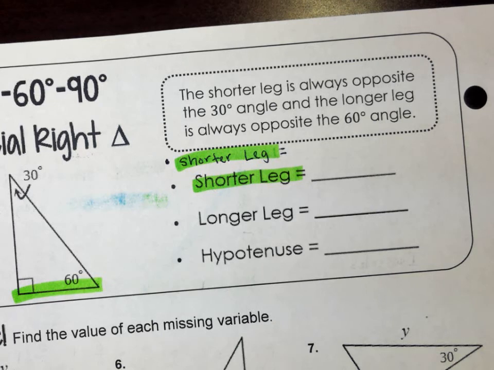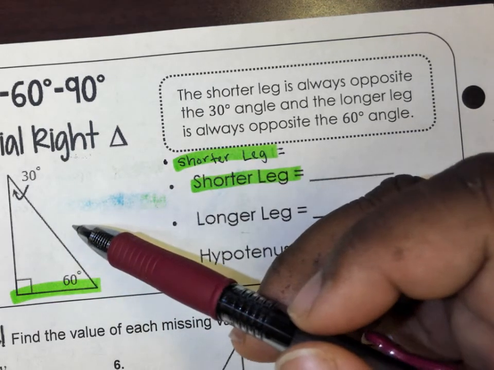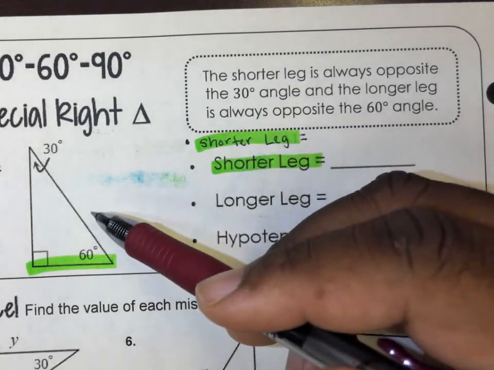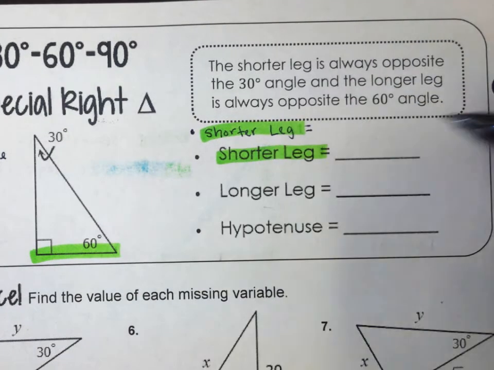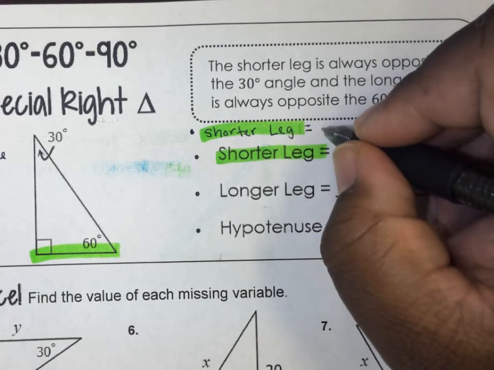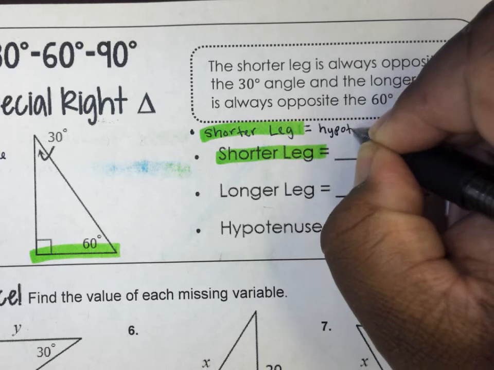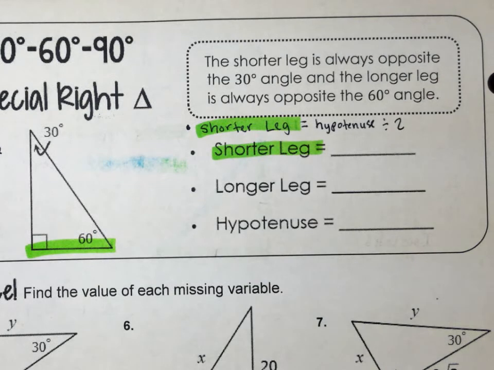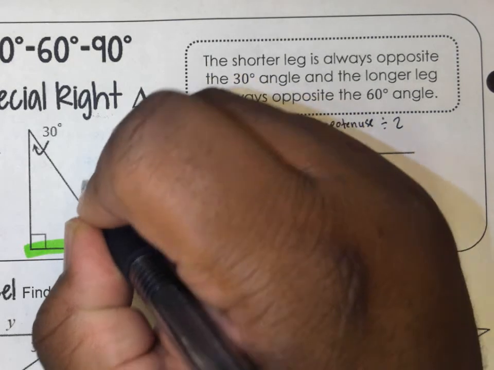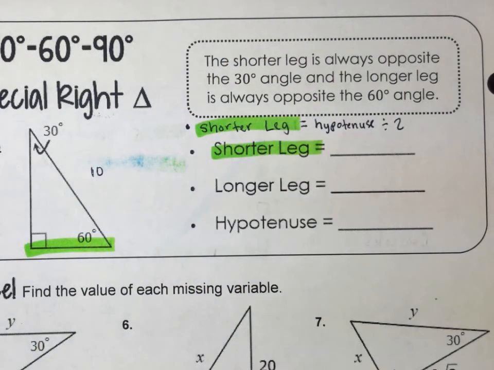The first one I'm going to do is coming from the hypotenuse. Say they gave me the value of my hypotenuse. I'm going to just throw a number out there. Say the hypotenuse was 10. To find my shorter leg, I will take the hypotenuse, whatever it is, and divide it by 2. That is going to give me my shorter leg. So in this case, if my hypotenuse was 10, that means my shorter leg would have to be 5.